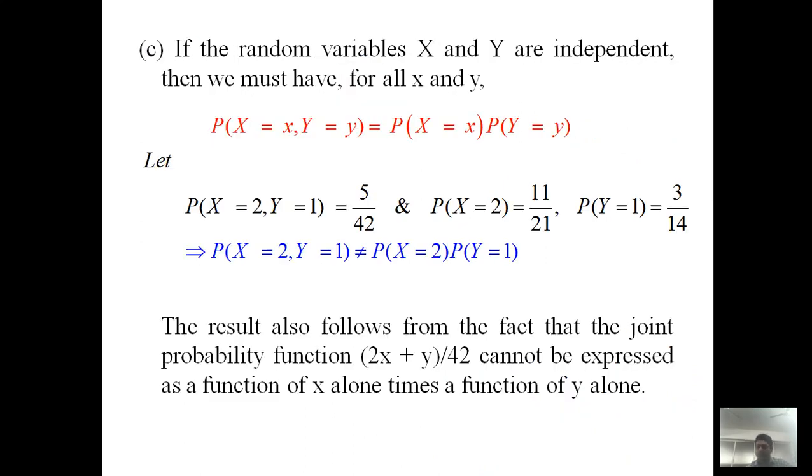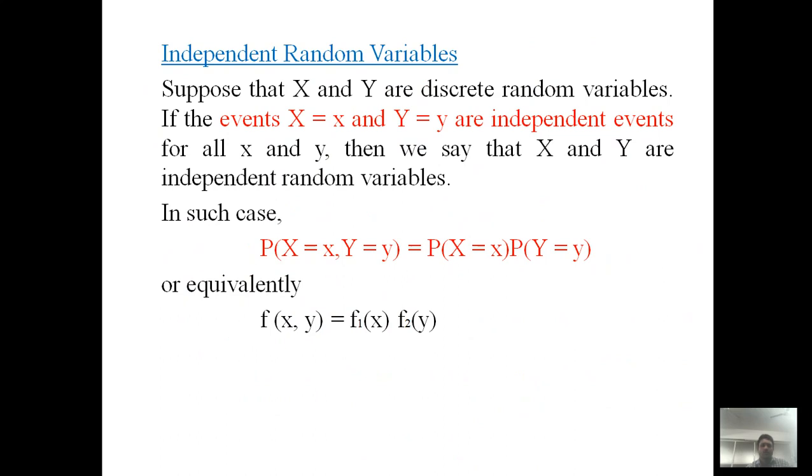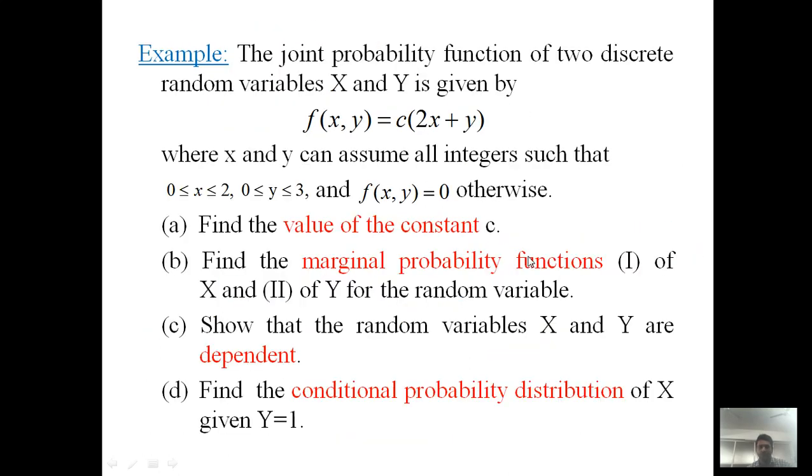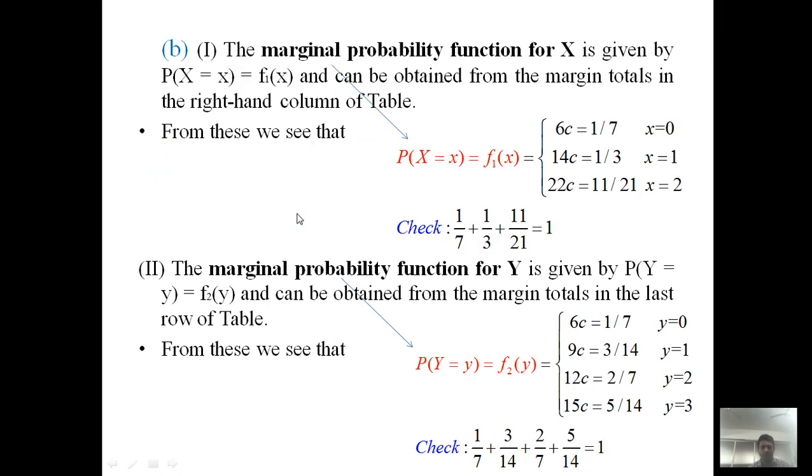Now third, we have to check whether both variables are independent or not. If the two variables are independent, then they must satisfy this condition: probability of (X = x, Y = y) is equal to probability of X = x into probability of Y = y. So let's check. We randomly consider any one combination, say probability of X equal to 2, Y equal to 1.